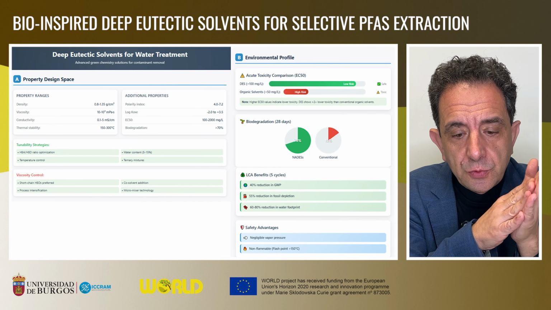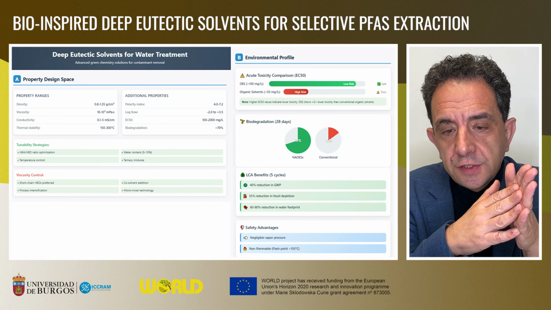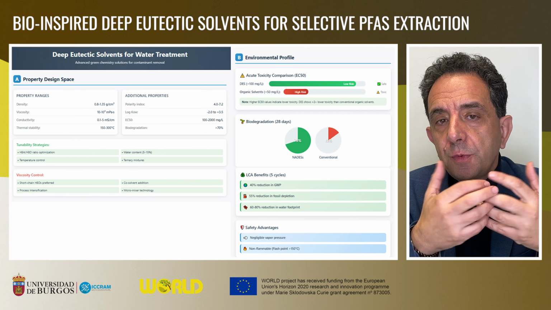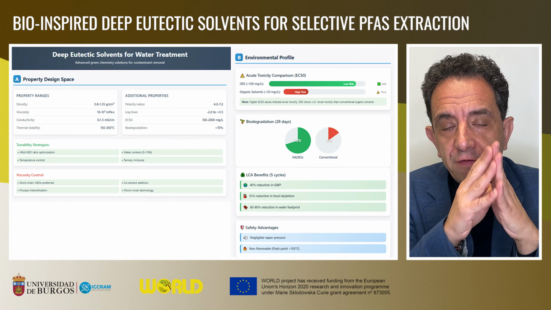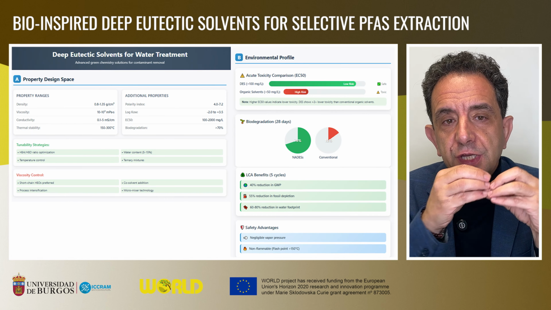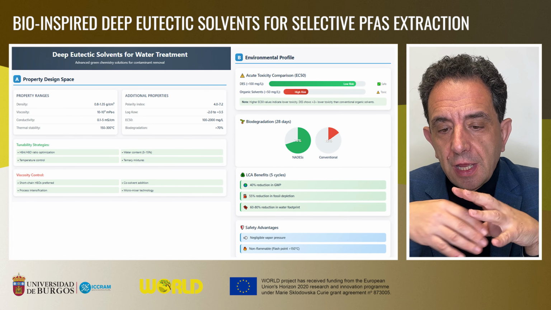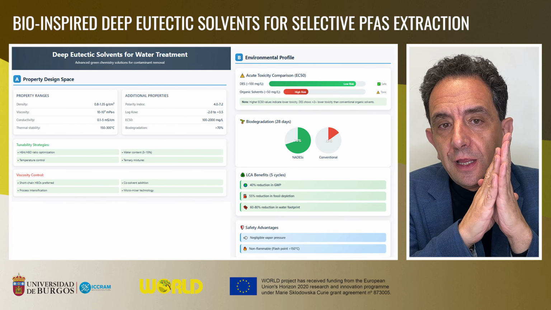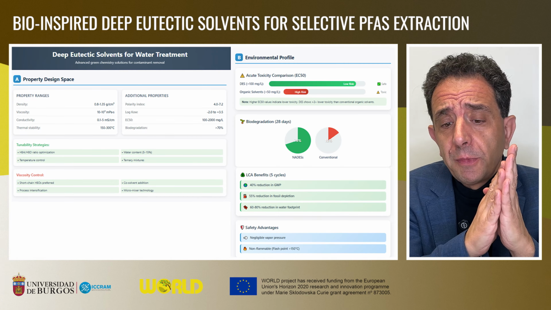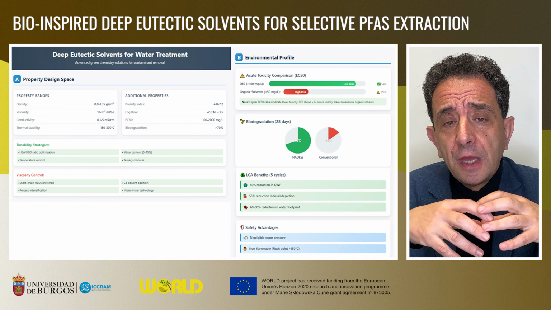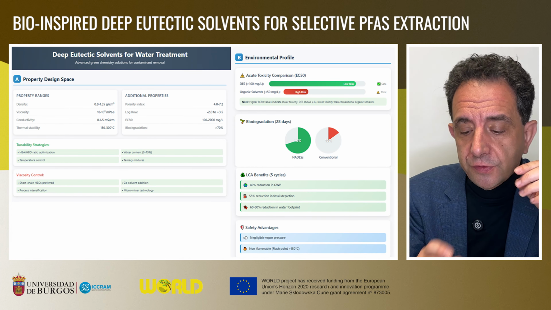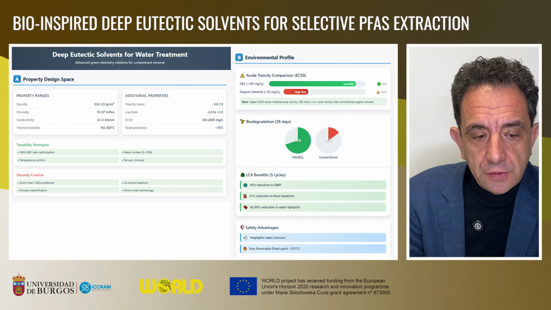At the end, what we have done is develop a collection of compounds, a collection of solvents, which are extremely affine for the PFAS molecule, which are extremely hydrophobic, so they do not pollute the water, and have very low environmental impact. In that way, we have a sustainable and safe process for the whole extraction procedure.